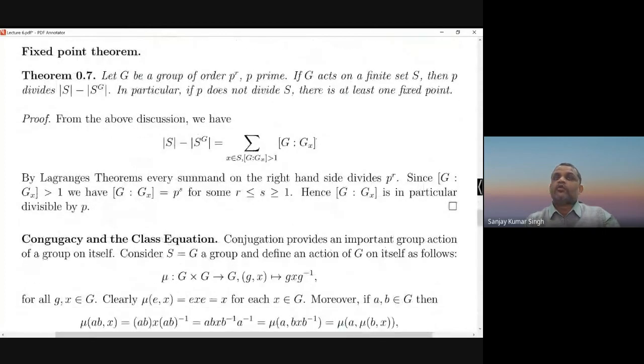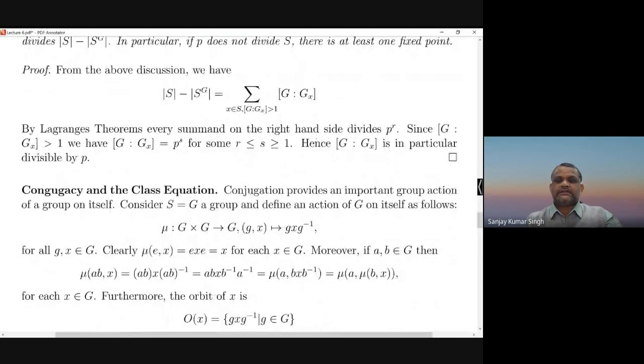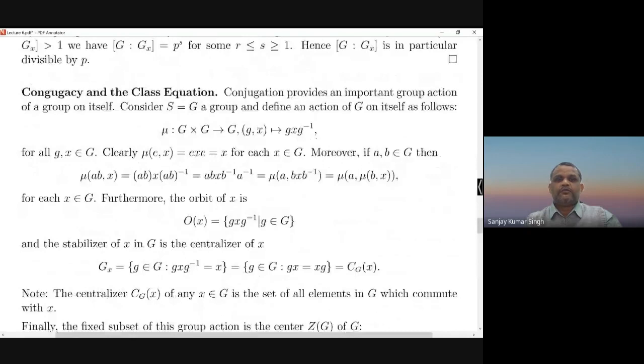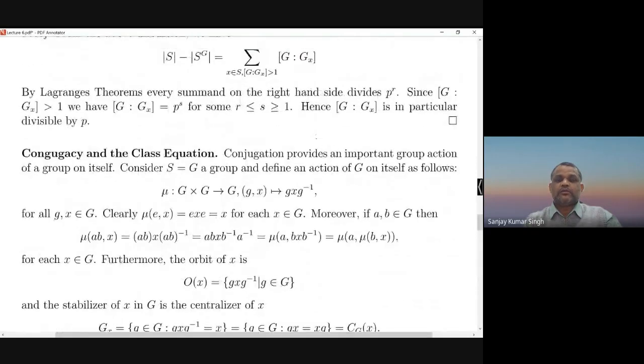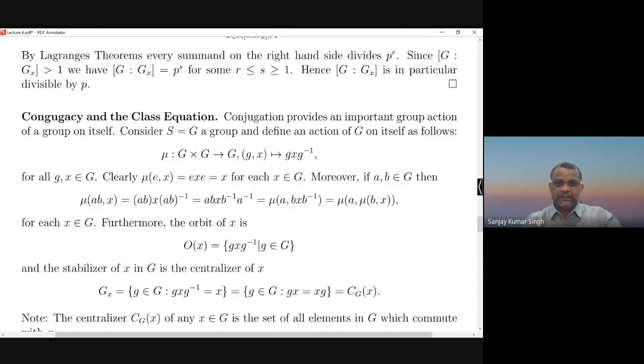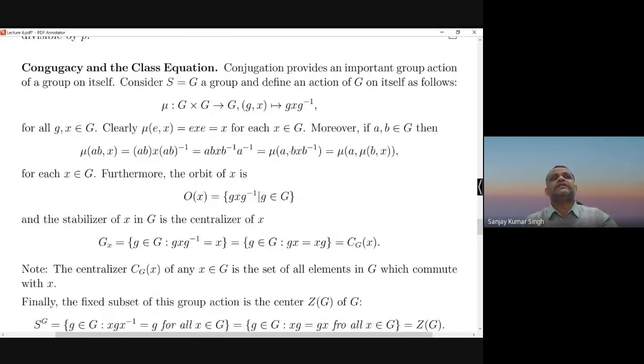Now there are many more examples, but today I have a few more minutes to conclude my whole lecture series. So now there are very nice applications of group action, and we studied some special type of group action that is called the conjugacy group action, and it is defined like that.